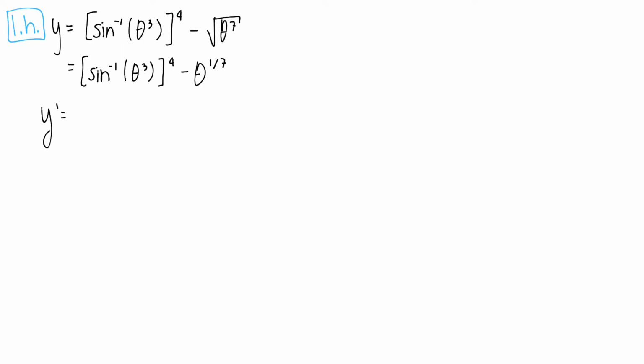The most outer layer is this whole thing here, including this 4th power. So we would bring the 4 down. It's going to be power rule: 4 sine inverse of theta cubed, and then we lower the exponent. So that's the outside. And then we have a middle layer.